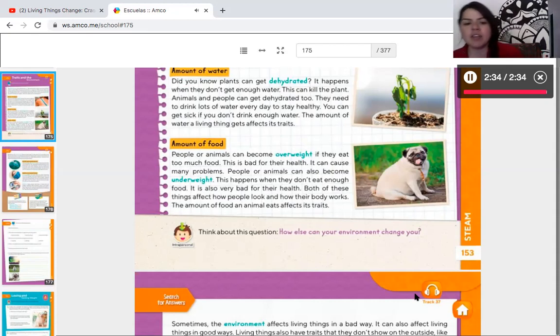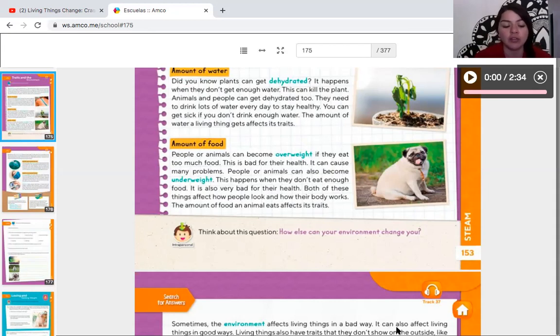Okay, now think about this question. How else can your environment change you? I will tell you, the weather can change me. I love cold days, but when there is hot weather, I get less patience and a little bit less tolerance. I love cold weather. So an example of something in my environment changing me could be the weather. What else in your environment can change you?